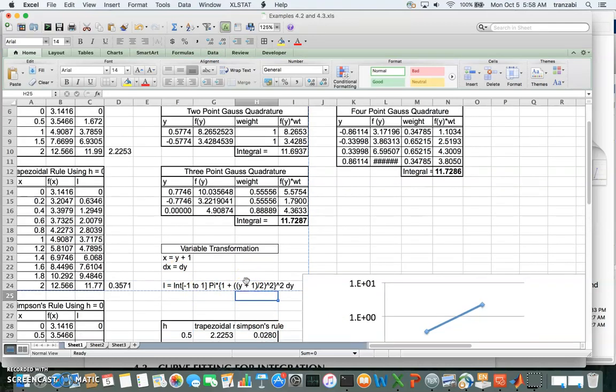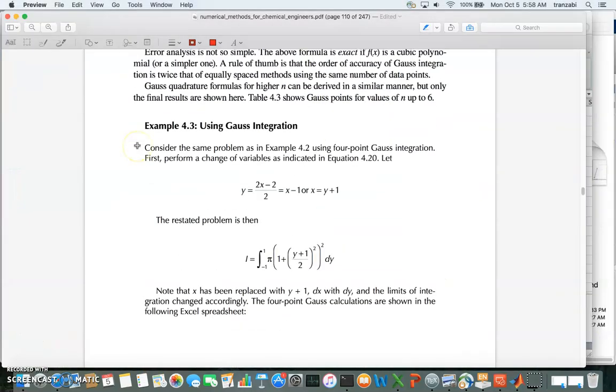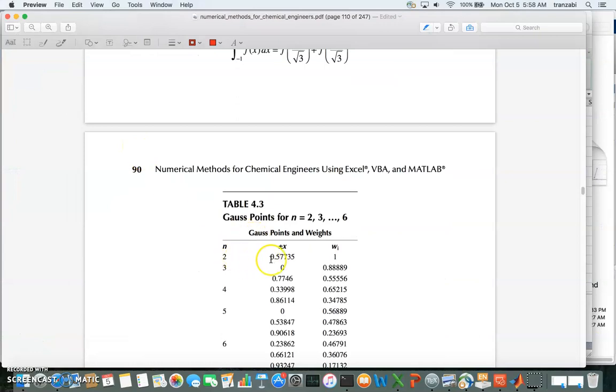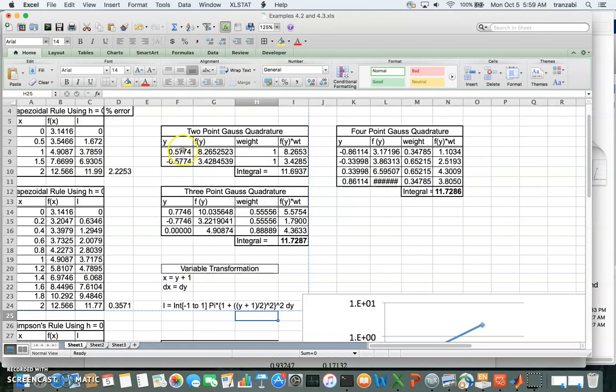Okay, so we're going to do Gauss Quadrature using, let's say, 2 points. For 2 points, I go to the table and get the 2 x values. For 2 points, you have plus minus 0.57 with weight 1.